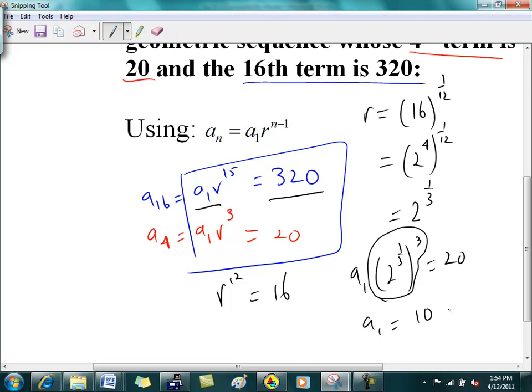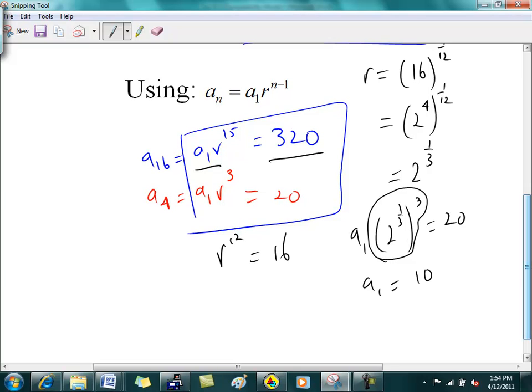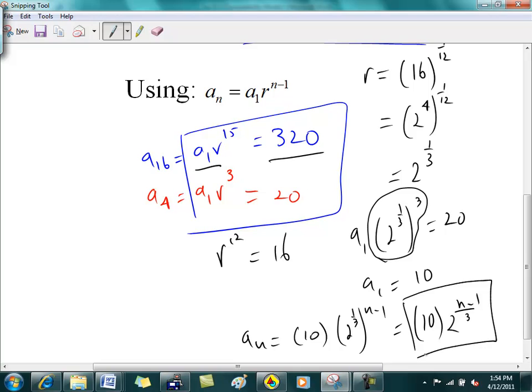Amy? Yeah. So remember, this is not your answer. Your final answer has got to be what AN looks like. So AN is going to be 10 times R, which was 2 to the 1/3, and this is raised to the n minus 1. So are you okay if I write it like this? This is your final answer right there. Because when you have 2 exponents, what do you do with those exponents? You multiply the exponents, which is what I did right there. So everybody all right on that?